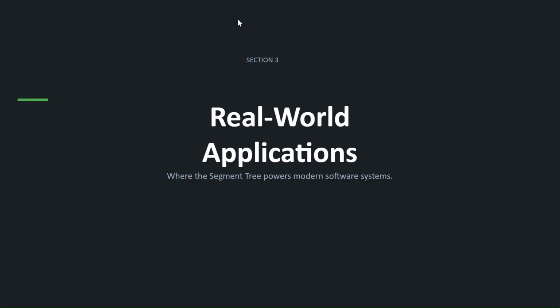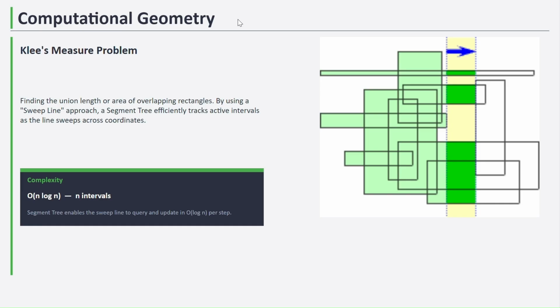So now, stepping away from the theory, where does this logic run in the real world? In computational geometry, this powers Klee's measure problem to calculate the area of overlapping rectangles. Paired with a sweepline algorithm, this segment tree instantly tracks and updates active intervals as the line sweeps across the coordinates.